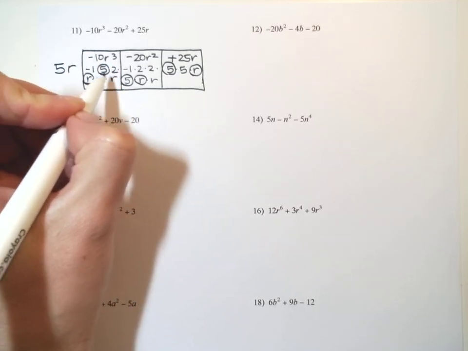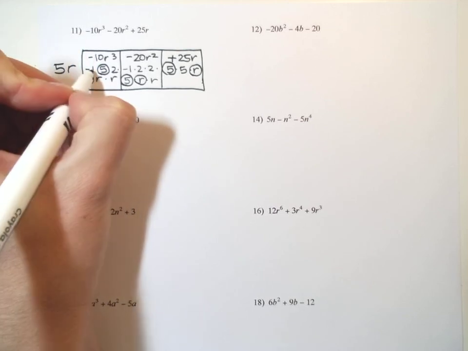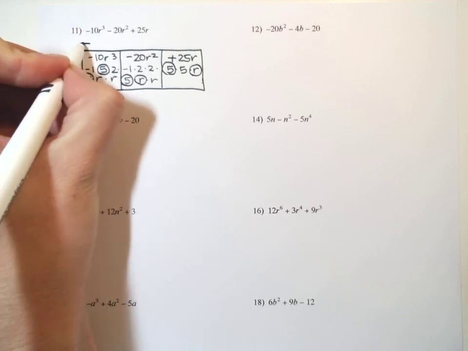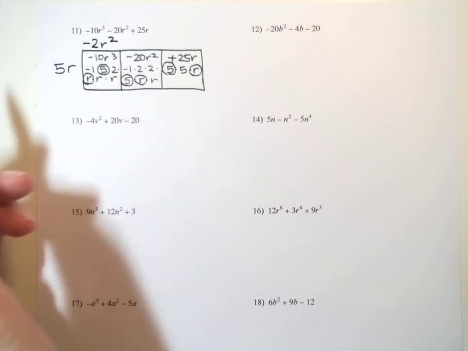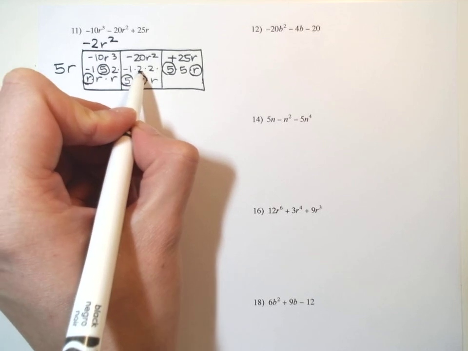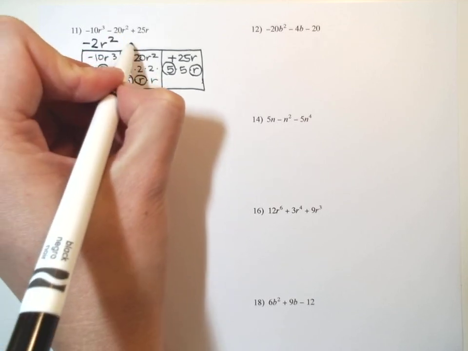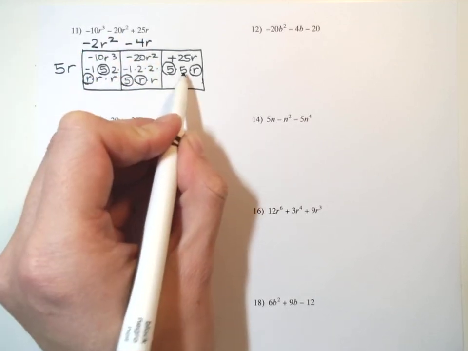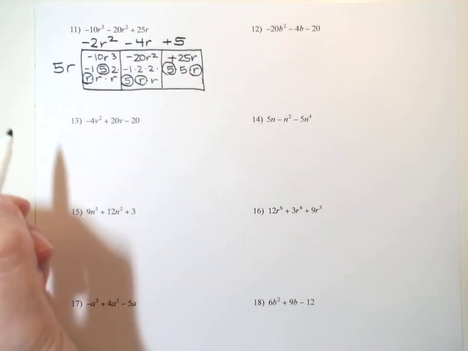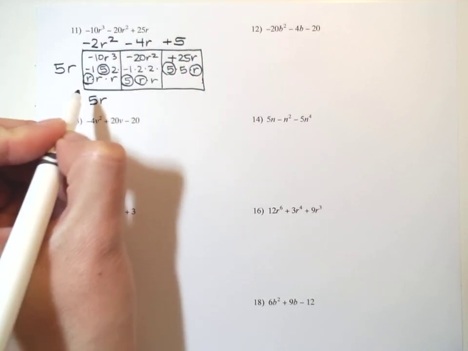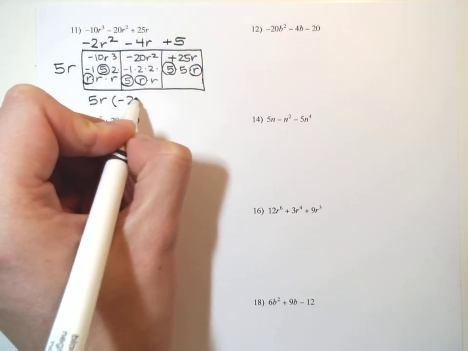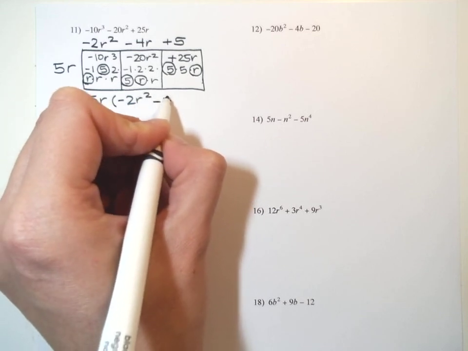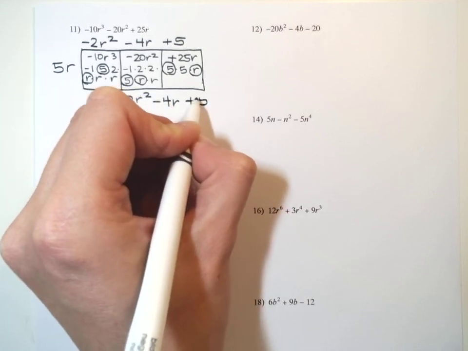Then we multiply what's left and put it above. So negative 1 times 2 times R times R. Negative 2R squared. Negative 1 times 2 times 2 times R. So negative 4R. And then a positive 5 is left. So this factors to 5R times negative 2R squared minus 4R plus 5.